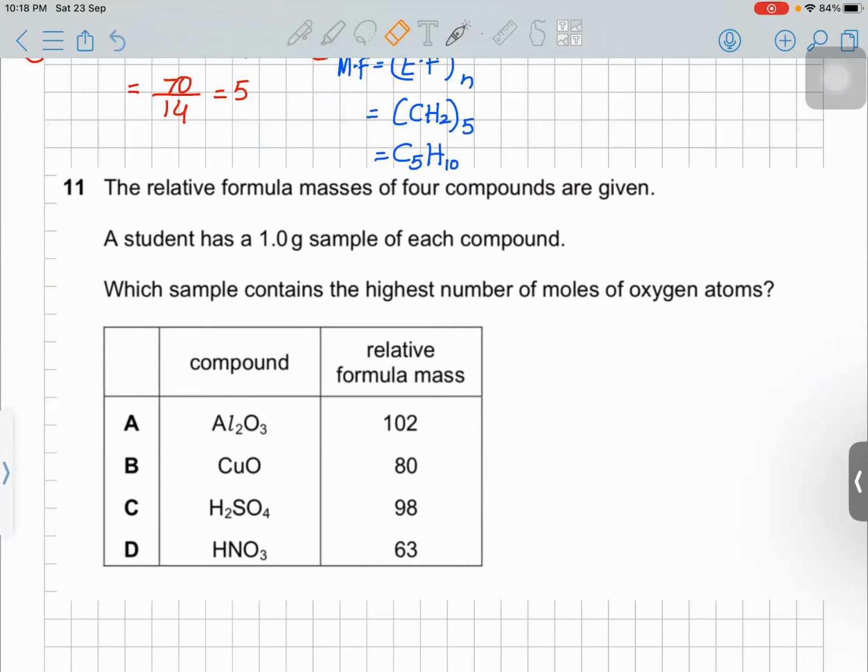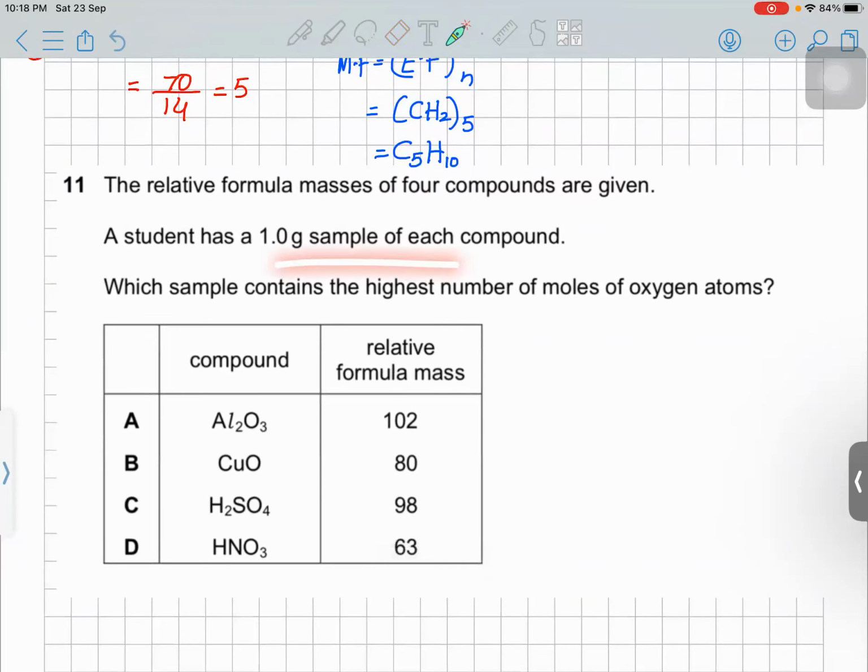The relative formula masses of 4 compounds are given. A student has 1 gram sample of each compound. Which sample contains the highest number of moles of oxygen atoms? Since it asks for oxygen atoms, you have to apply the ratio. First we find moles of Al2O3: 1 divided by 102. How many oxygens are in it? Sir, 3 oxygen. So multiply by 3 directly.